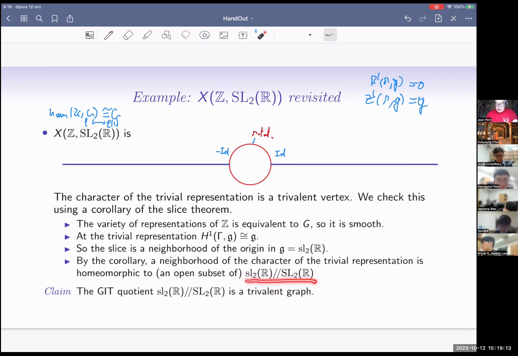Yeah. Well, and what is amazing is that this quotient is a trivalent graph. So you take SL2R, you take the action by the Lie group, by conjugation, not just the quotient, but the GIT quotient. So you remove the bad guys, the orbits that accumulate to zero, the non-closed orbits, and you take the quotient of this. That's a trivalent graph. And that's what I want to explain in the next slide.